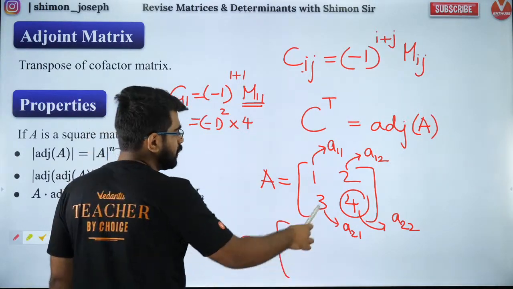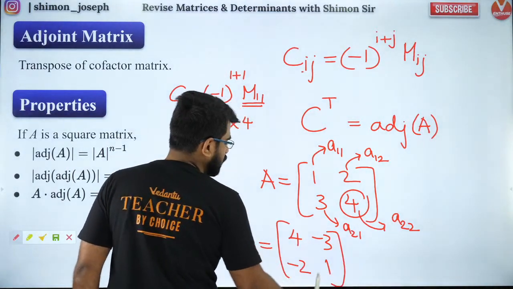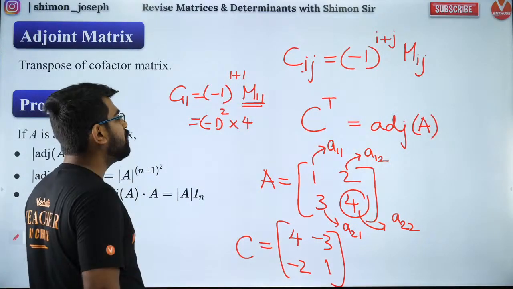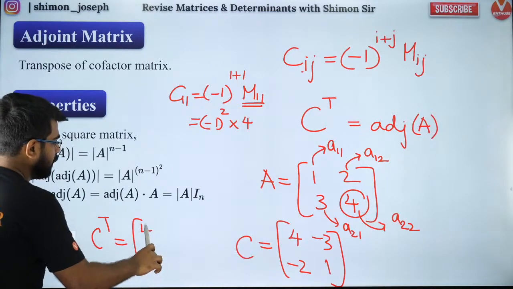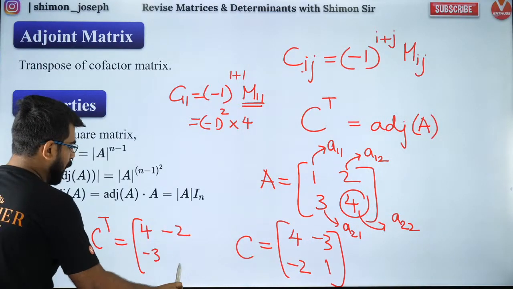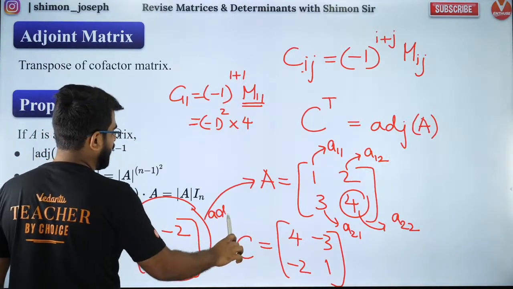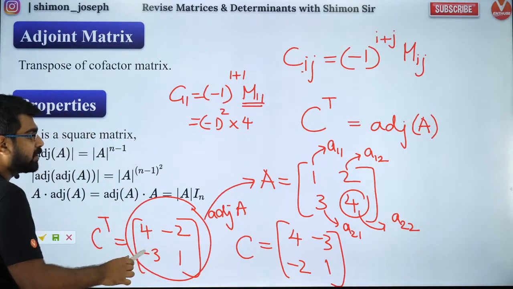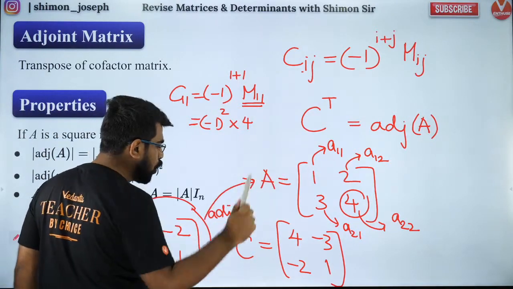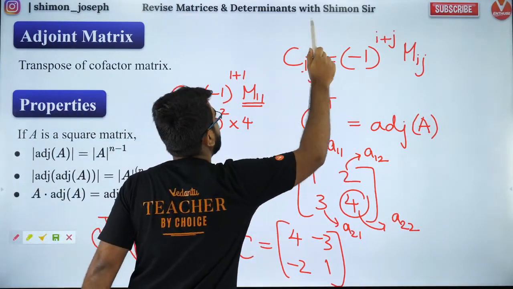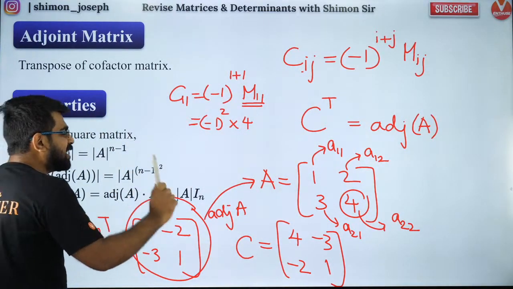Like that you write. For this it will be -3. For this it will be -2. For this it will be 1. So this is the cofactor matrix of A, and adjoint is nothing but the transpose of cofactor, which will be 4, -2, -3, 1. So this is the adjoint of A. That is how the process works. You have A, you first find cofactor by using this formula, including minor, then you transpose cofactor, that will be adjoint of A.